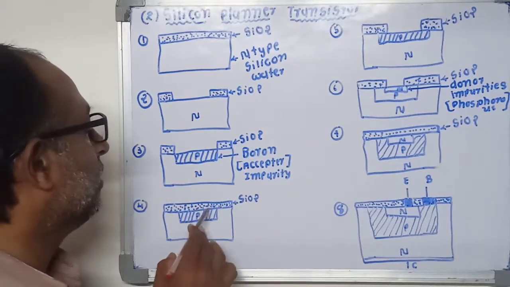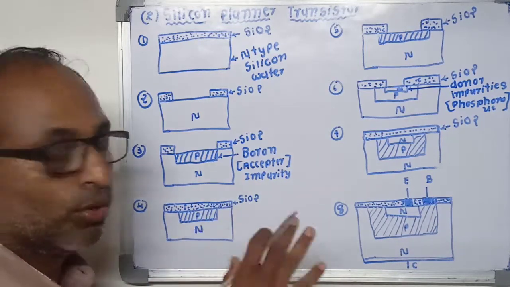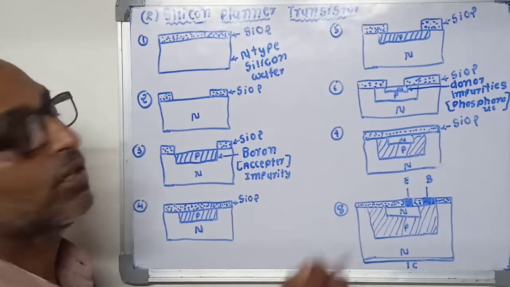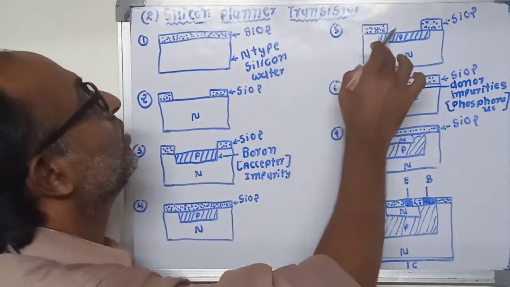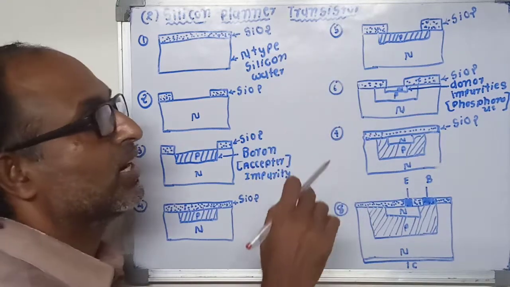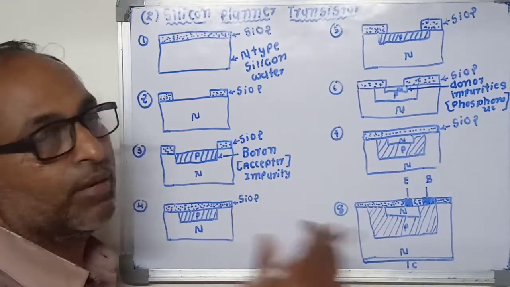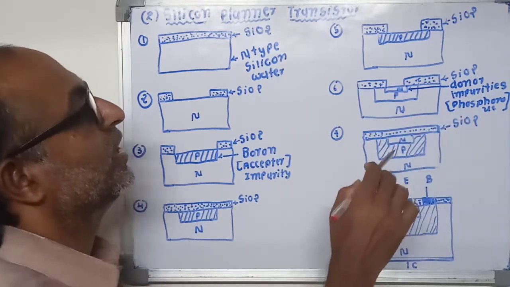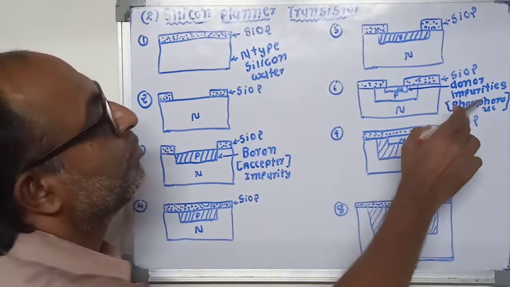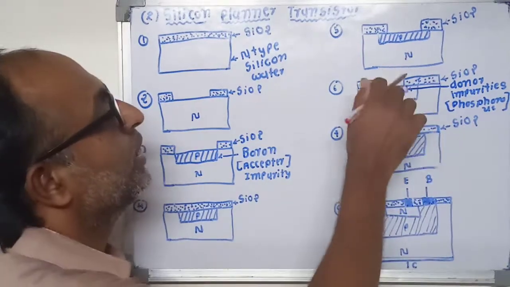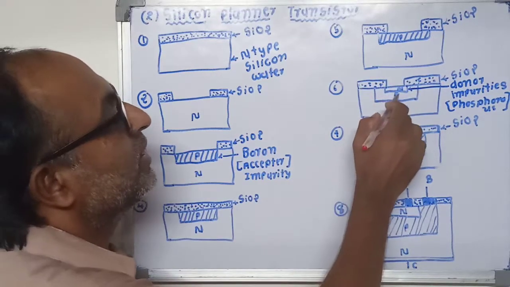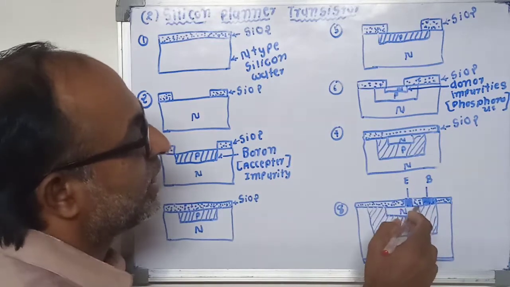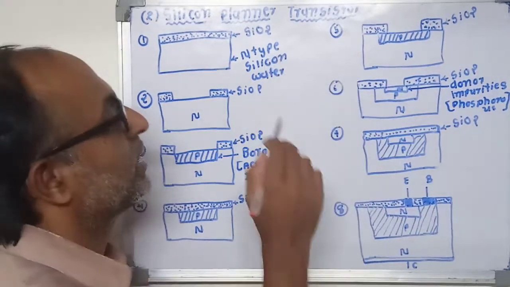Now next, another silicon dioxide layer is grown on the entire surface of the transistor. Then again from the silicon dioxide layer, some portions are removed to produce another window for donor impurities. Now the donor impurities, phosphorus, are exposed in the form of vapor and an N region is created, which creates the emitter of the transistor.